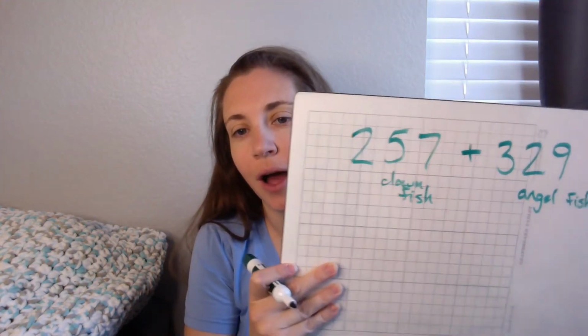So you could make a story about, oh, I'm at the aquarium and I saw 257 clownfish in the giant aquarium, plus they also had 329 angelfish, right? So it's even better if I add in the words. Forgive my print. So I might write that down.